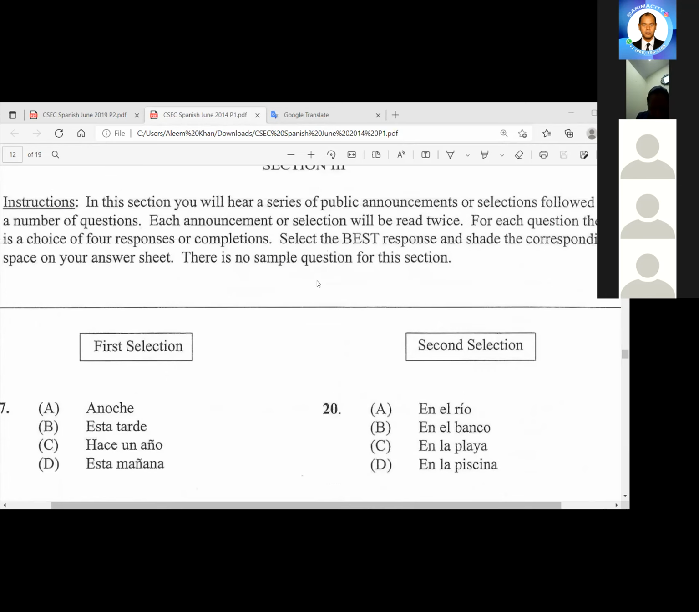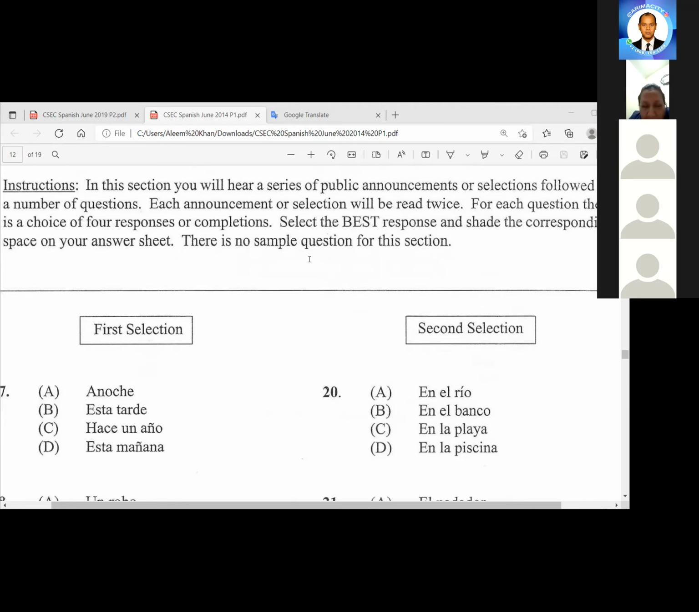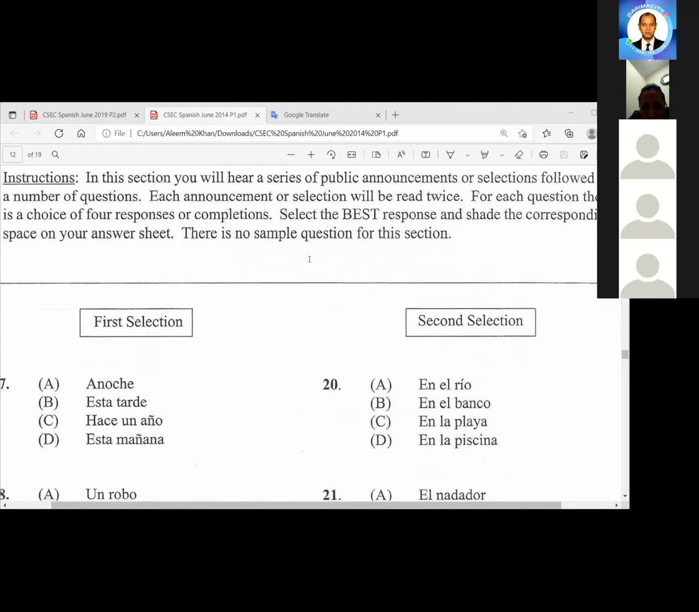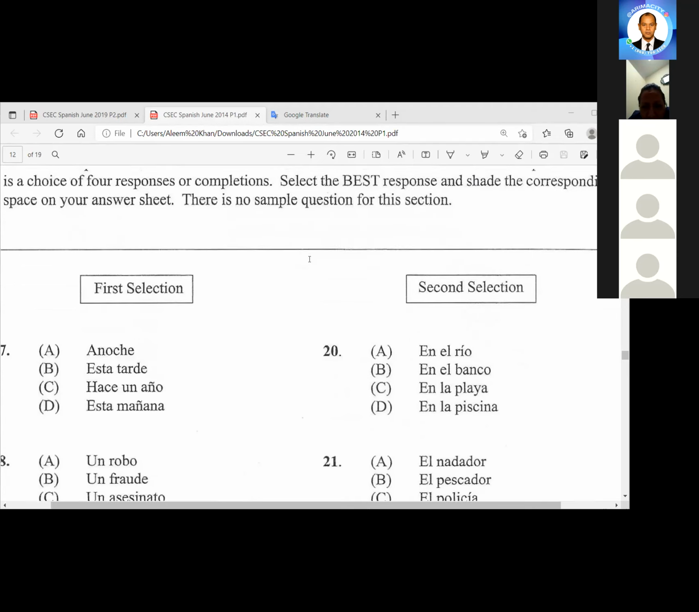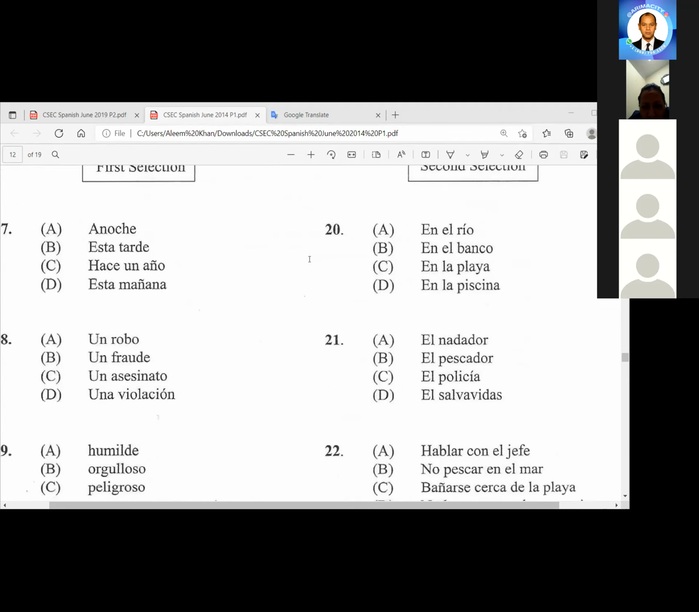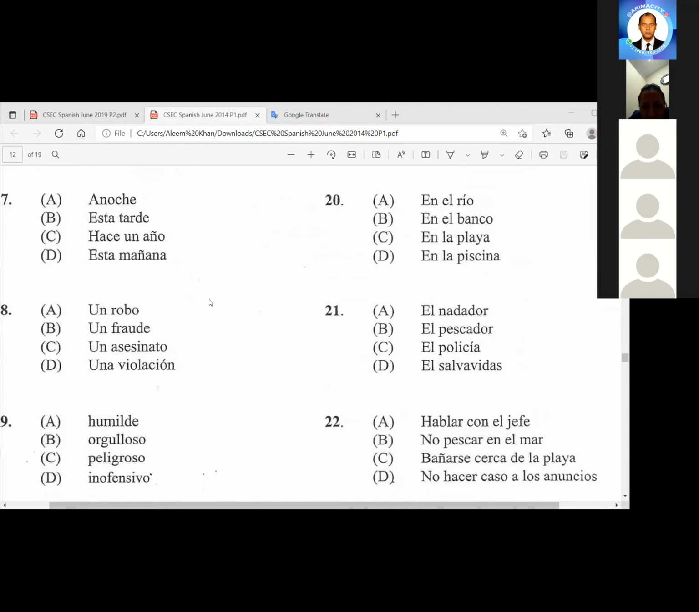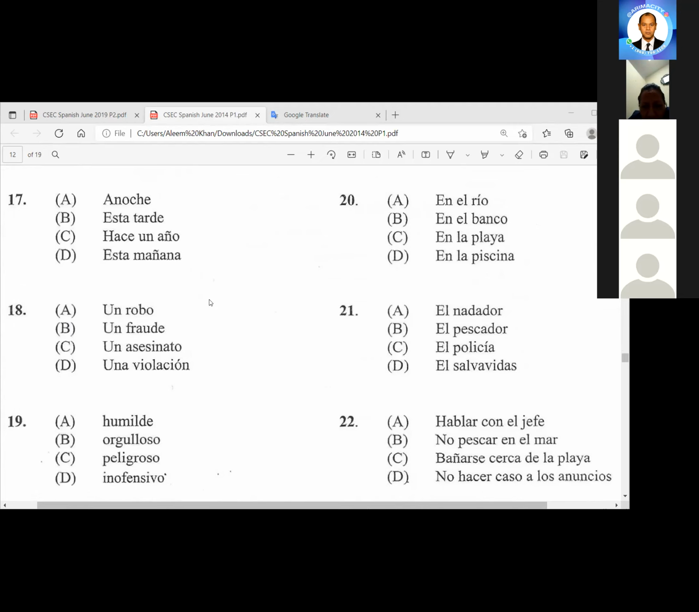Okay, so very similar, muy parecido al ejercicio anterior. En esta sección vas a escuchar una serie de anuncios o oraciones, seguido por unas preguntas. Cada anuncio se leerá dos veces. Para cada pregunta hay cuatro opciones y bueno, simplemente tiene que seleccionar el que corresponde, ¿ok? Entonces vamos con el 17.